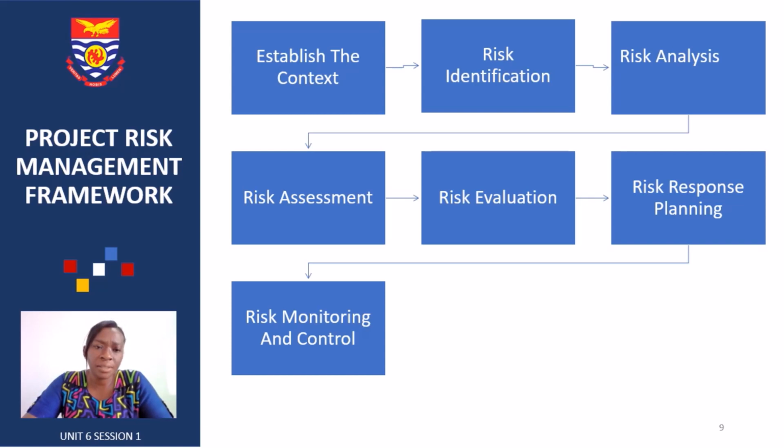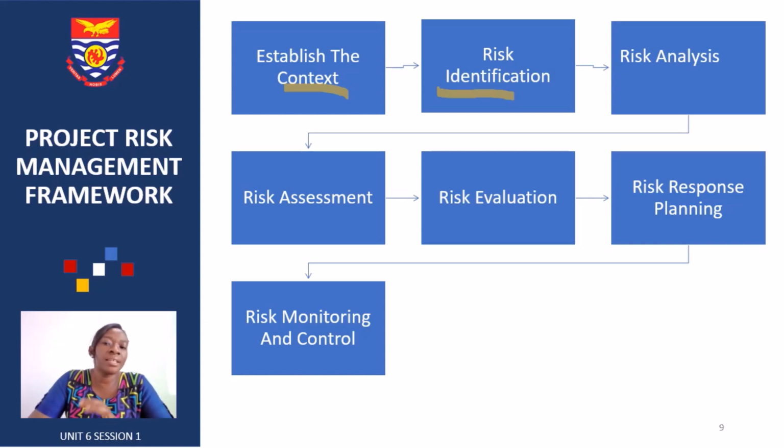The first is to establish the context, and then we do the risk identification, all the risks that potentially can come up on the project we are working on. We need to be able to identify it. Then when you are done, we need to be able to analyze the risk. What is the probability of this working? How is it going to look just in case it happened? What could be the impact it's going to have, and all those ones.